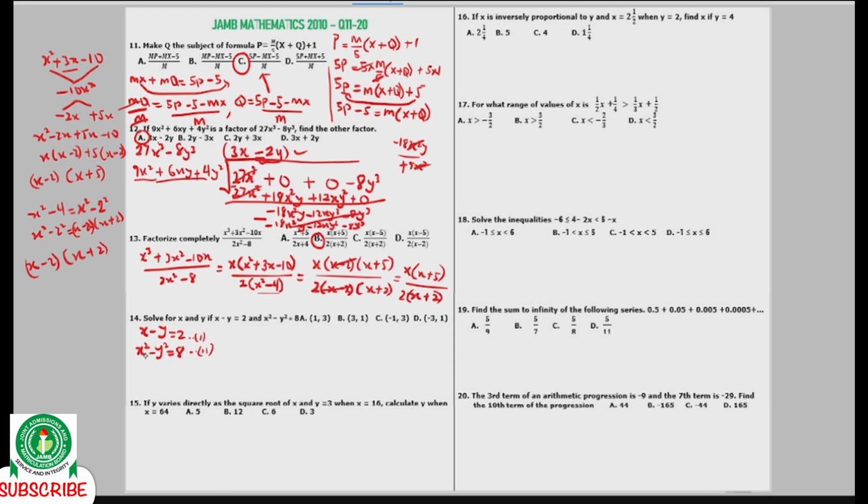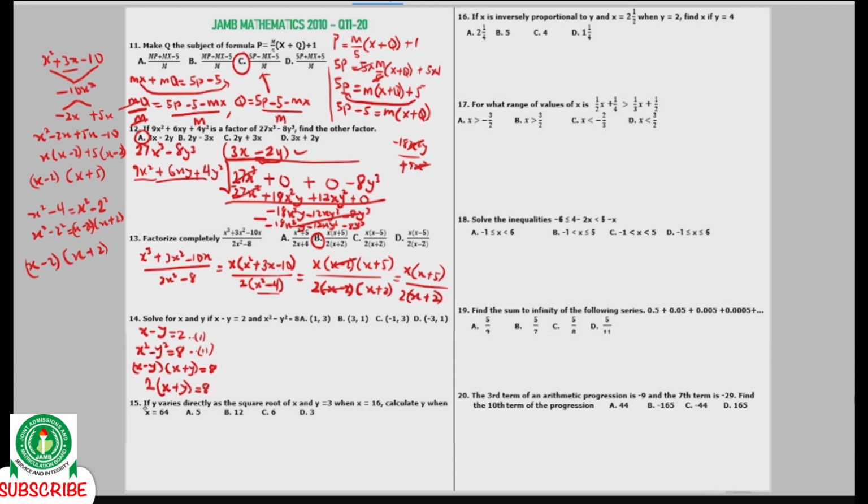You can see this is difference of 2 squares. We are having squares here with this different sign. That's why we call it difference of 2 squares, and it can be expressed as x minus y into bracket x plus y, which is equal to 8. But don't forget that x minus y is equal to 2. So instead of x minus y here, we can replace it with 2. So this expression becomes 2 into bracket x plus y equals 8.